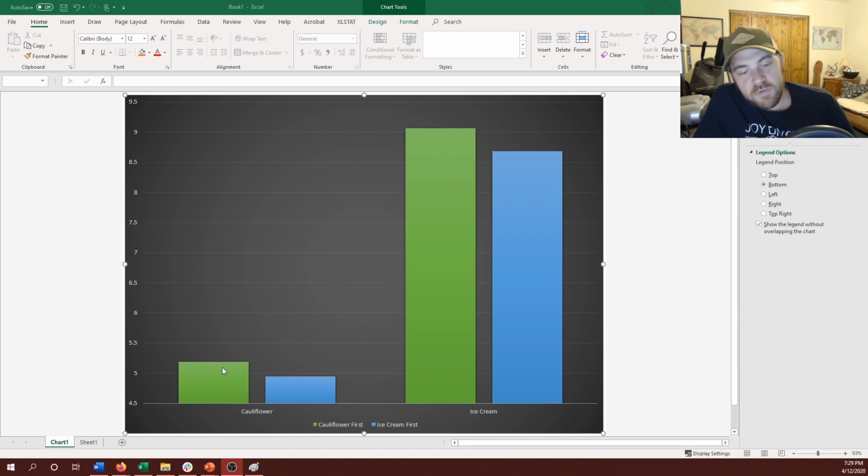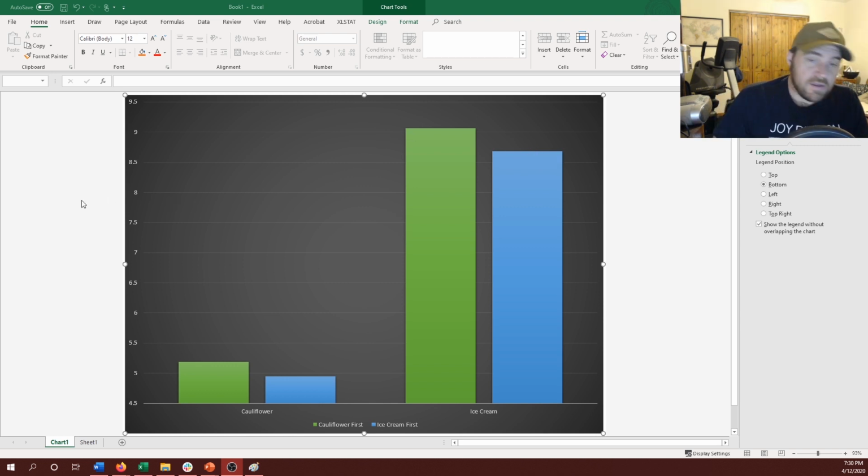When cauliflower is rated first, it's rated a little bit higher. And when cauliflower came after ice cream, it was a little bit lower. And also when ice cream comes after cauliflower, it's rated higher. When ice cream comes first, it's rated just a little bit lower. So there is a little bit of an effect of the presentation order.